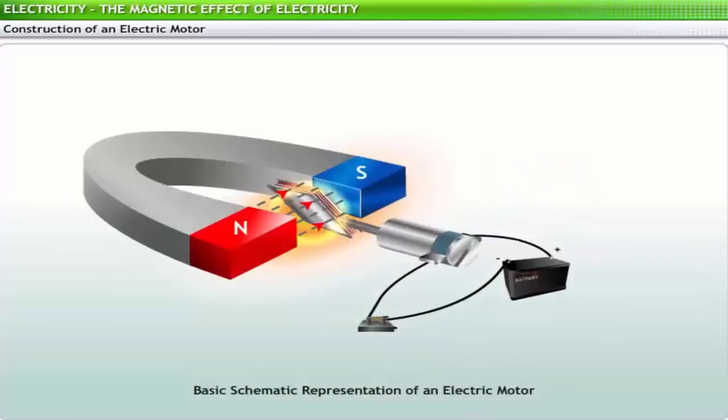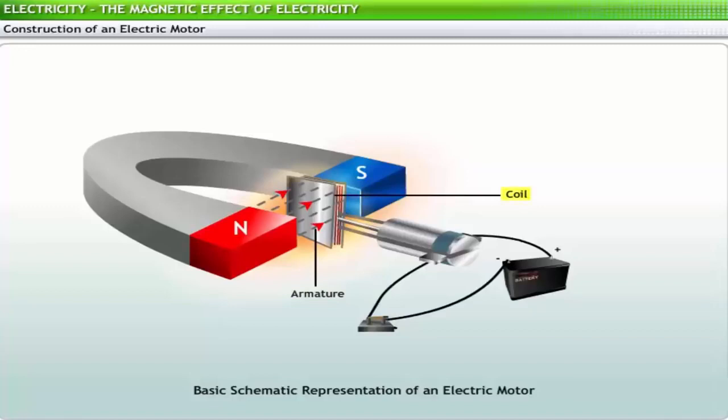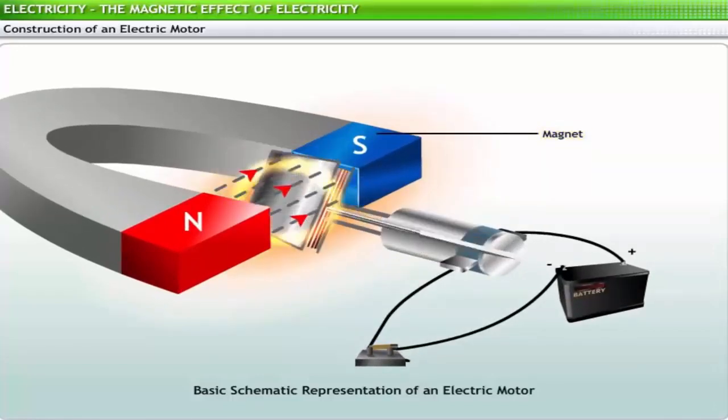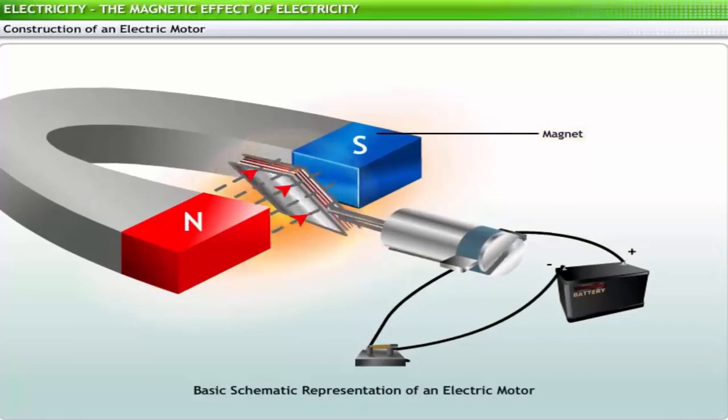An electric motor consists of 6 main parts. An armature that consists of laminated sheets of soft iron, through which passes a shaft. A coil, in the form of an insulated copper wire looped over the armature. A magnet that produces a strong and uniform magnetic field.